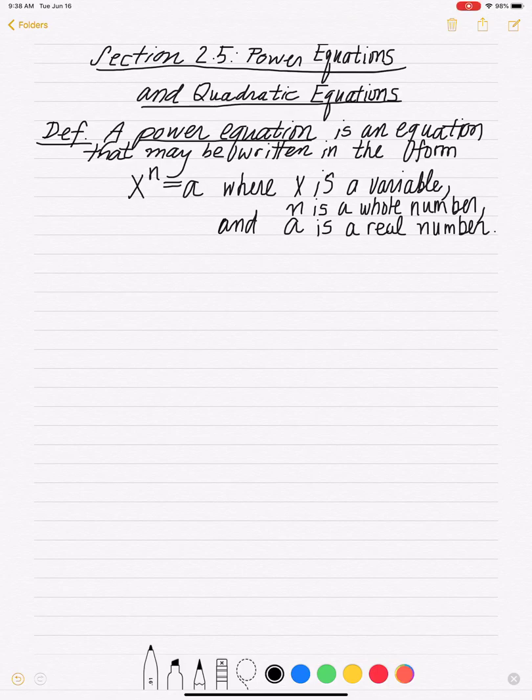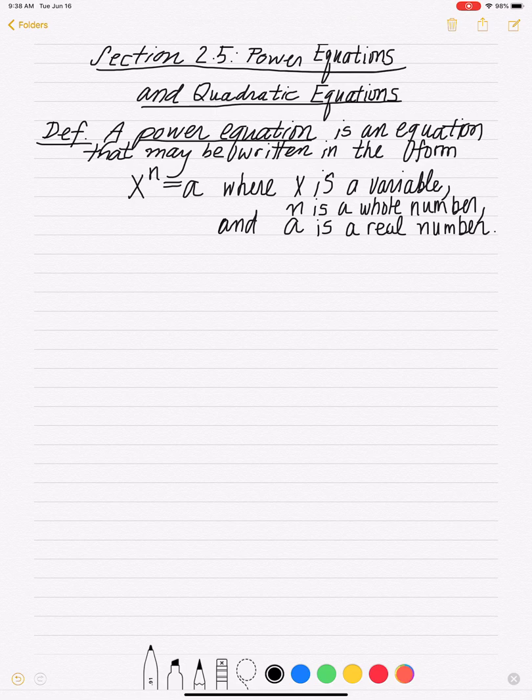Here we're jumping over to section 2.5, where we're going to study power equations and quadratic equations. So we're going to have more versatility with dealing with different types of equations. So we want to start first by looking at power equations. First of all, we want to talk about what is a power equation.